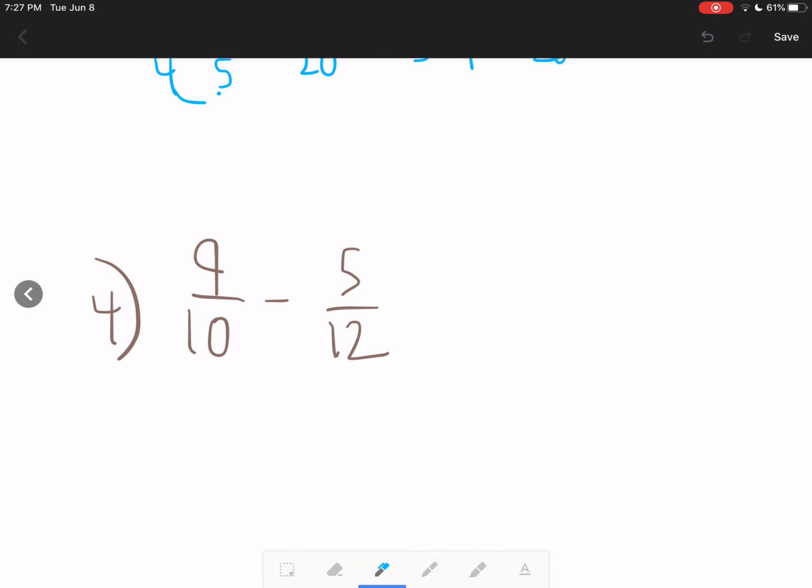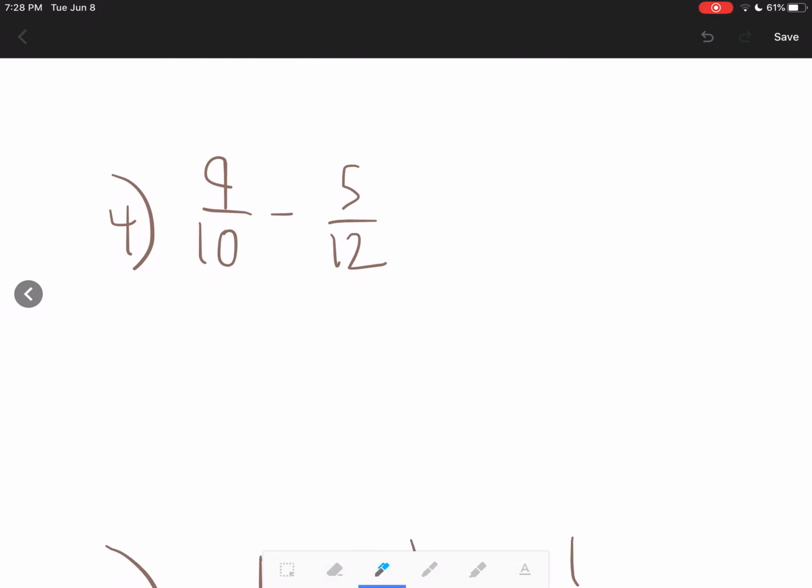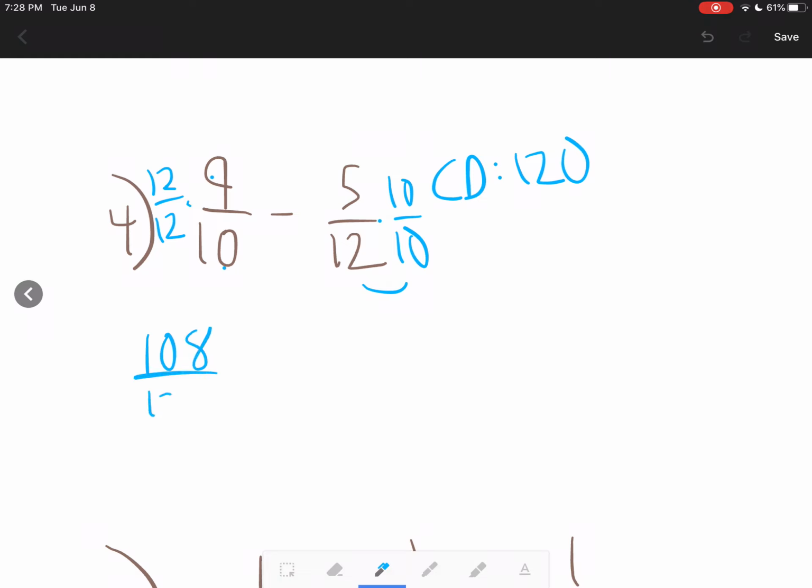Let's take a look at this one. Okay, if you're not too familiar with your least common denominators, a common denominator would work out quite well. So for the sake of ease, I'm going to multiply this one by 12 over 12, and this one by 10 over 10. It's not the least common denominator, but for fractions, all we need are common denominators. So 10 times 12, easy enough to compute, 120. Now, 12 times 9, might need to do a little bit of scratch work, but it's 108 over 120 minus 50 over 120.